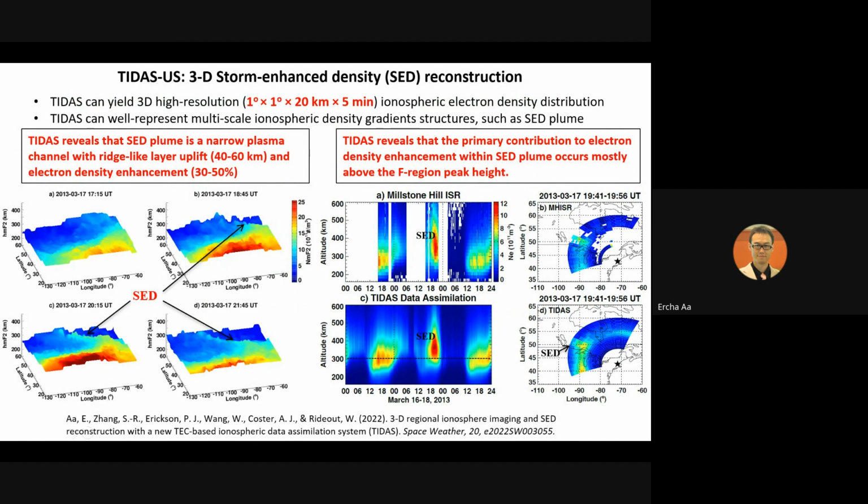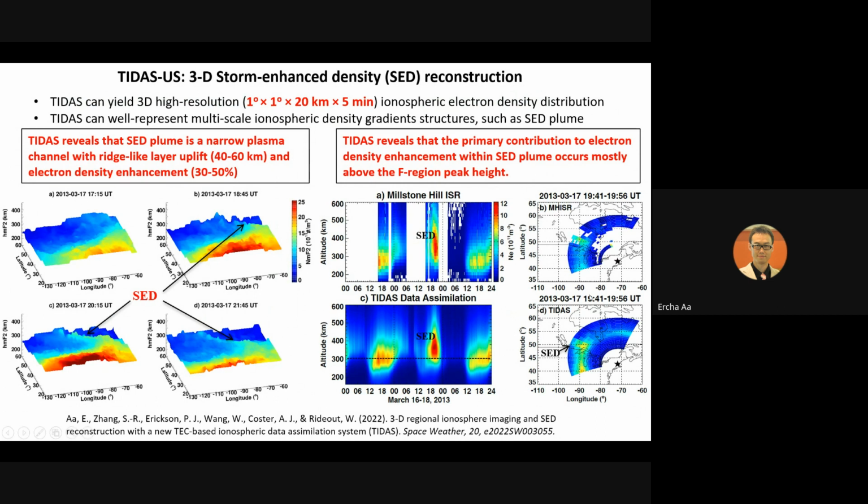So we usually describe the SED as a density enhancement. But TIDAS told us SED is not only a density enhancement, but also a layer uplift. We can see SED has a form of ridge-like structures. There is a considerable layer uplift, about 40 to 60 kilometers, higher than its equatorward and poleward counterparts. So we know SED is not only a density enhancement, but also a height elevation.